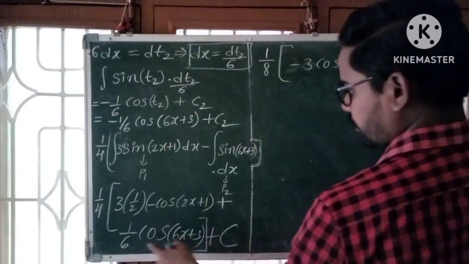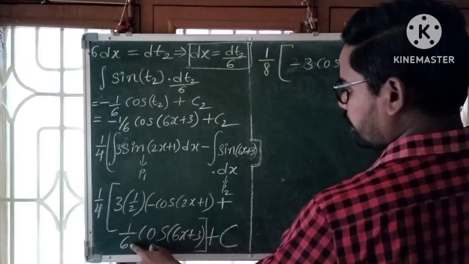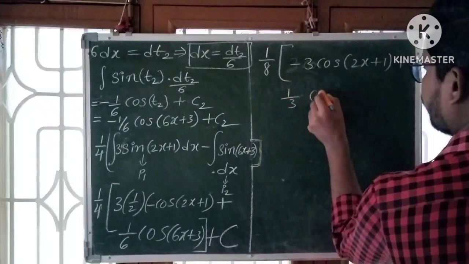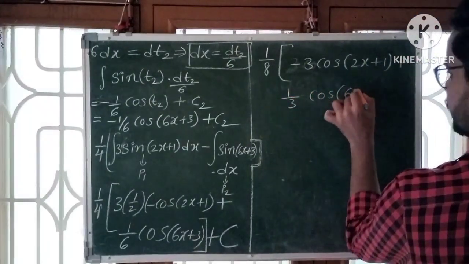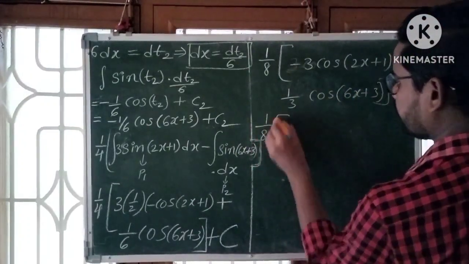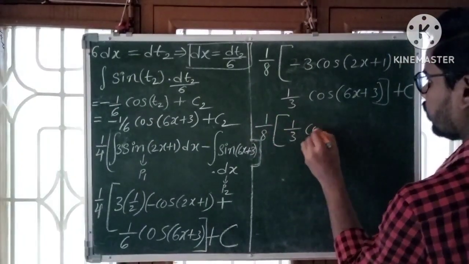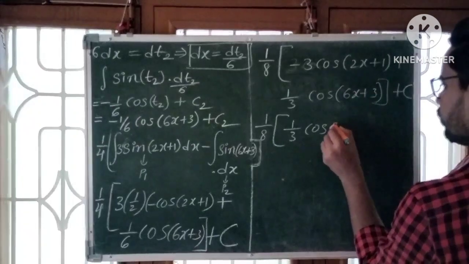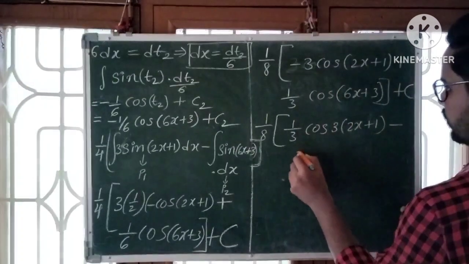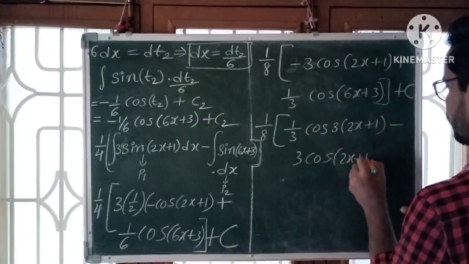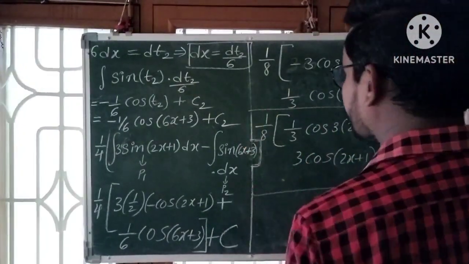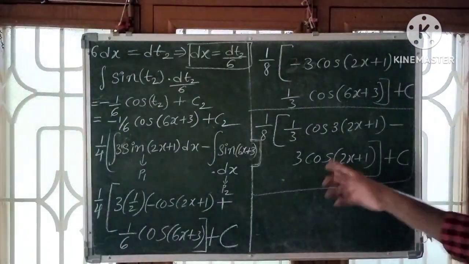Plus, 1/6 can be rewritten as 1/2 into 1/3. With 1/2 already common, we are left with 1/3 and cos of 6x plus 3, plus some constant, with 1/8 outside. Let us write the first positive term, 1/3 cos of 6x plus 3. Even though we can take 3 out, where 3 is common: 3 cos of 2x plus 1 plus c. So this is the value of the integral of cos cube of 2x plus 1 dx. This is the final value.